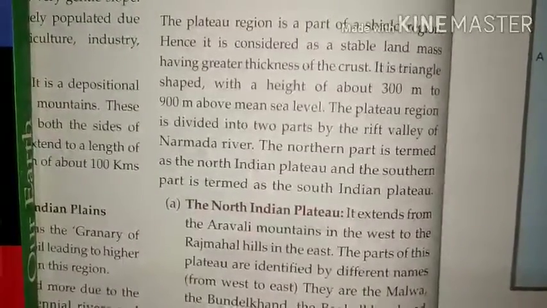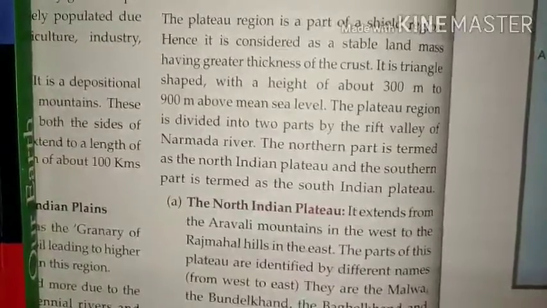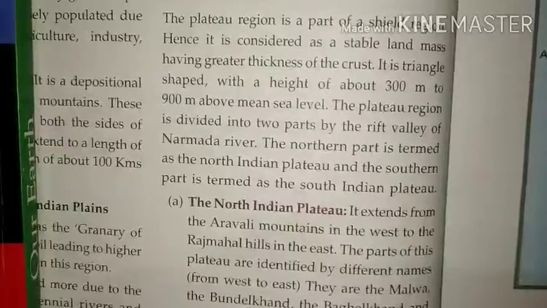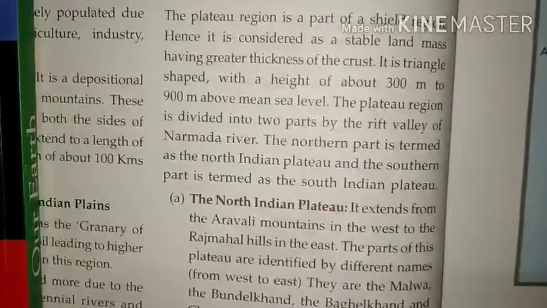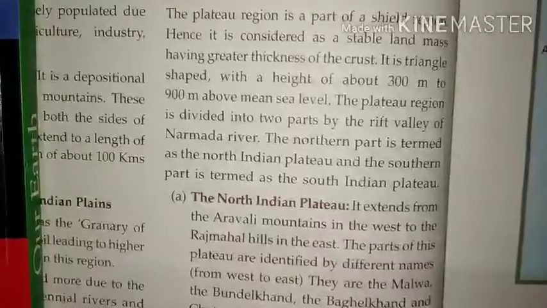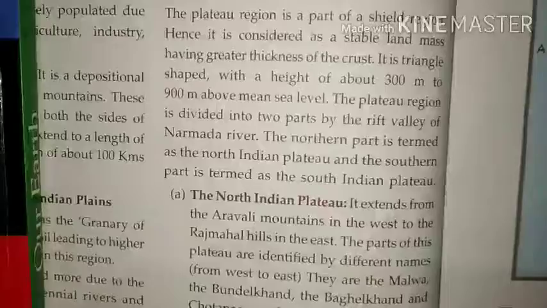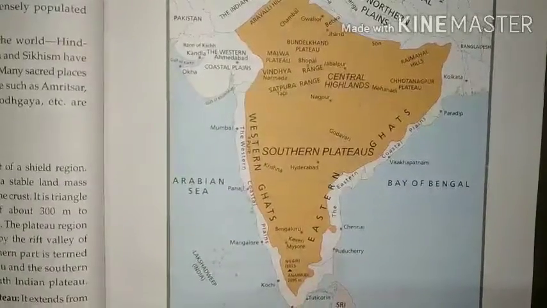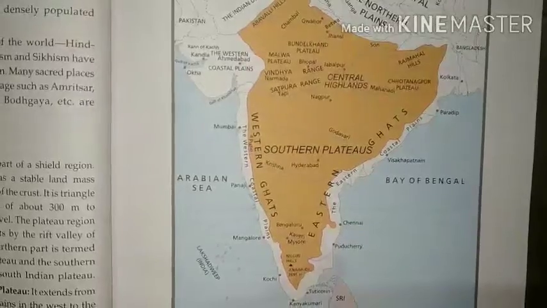And also the Plateau region is divided into two parts. A Rift Valley divides it. River Narmada flows between that Rift Valley, and it divides the Plateau region into two halves. One is called North Indian Plateau, another one is called South Indian Plateau. In the figure you can see the North and South Indian Plateau.